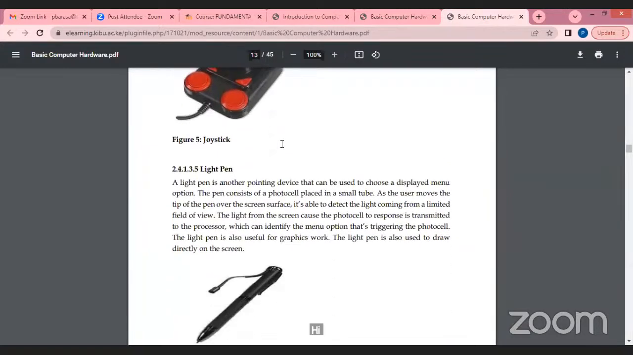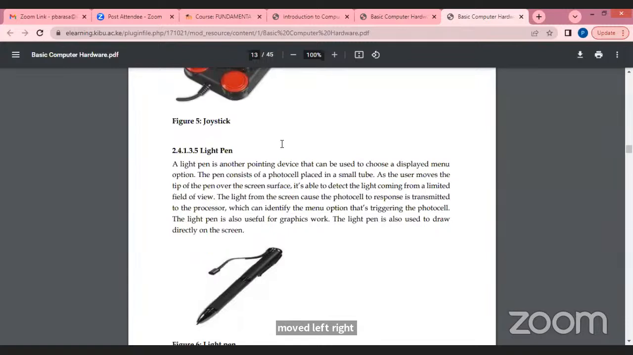Then we have a light pen. It's another pointing device that can be used to choose a display option. The pen consists of a photocell placed in a small tube. As the user moves the tip of the pen over the screen, it's able to detect the light coming from a limited field of view. The light from the screen causes the photocell to respond, and this is transmitted to the processor, which can identify the option.